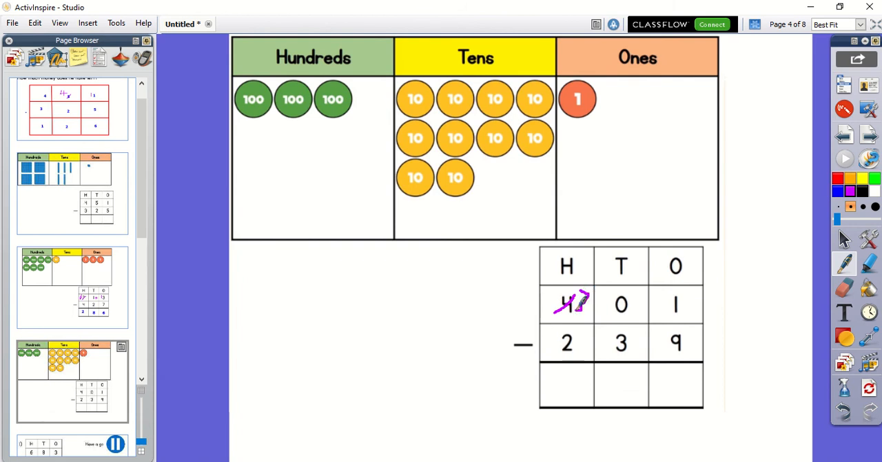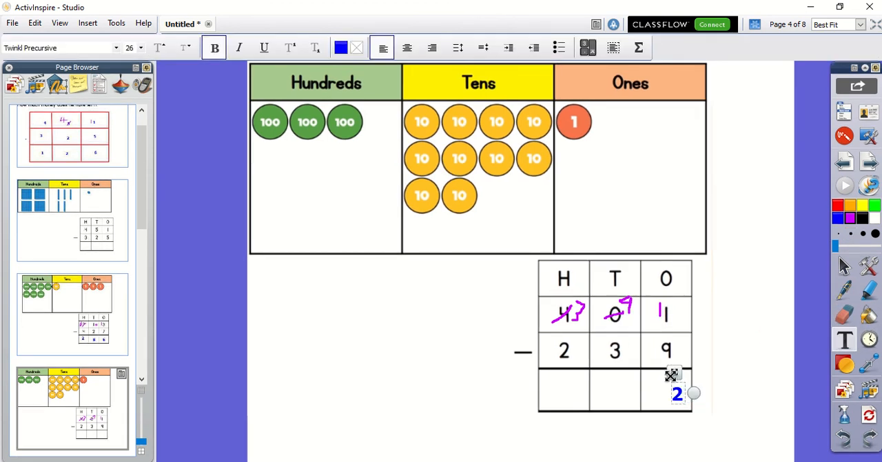give it here. So now I would have 10 10s, but I'm going to borrow one of those 10s. So that 10 is now a 9, and I'm going to give the 1 to my 1s. So now I've got 11 take away 9, which is 2. 9 take away 3, which is 6. And 3 take away 2, which is 1. And that's how we solve that question.